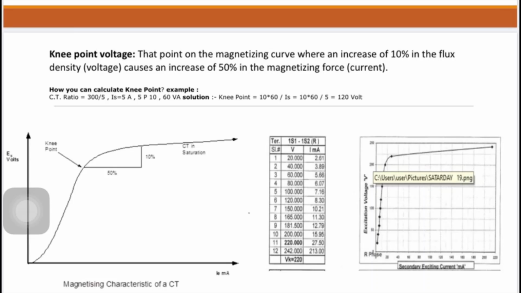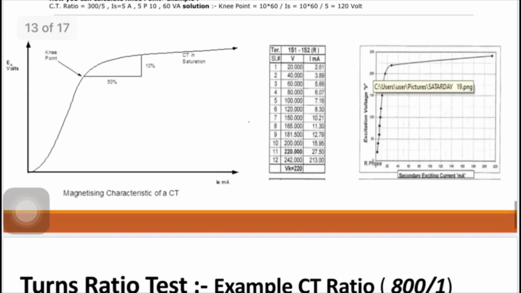The calculation is also shown on the slide. Let us consider the CT ratio is 300/5. The secondary current is 5 ampere, and the burden will be 60 VA. This 60 VA we calculated with respect to the resistance offered by the secondary. By calculating, the knee point voltage in this case is around 120 volts. So depending on our requirement, we can determine the knee point voltage.